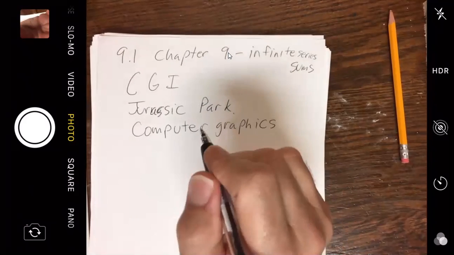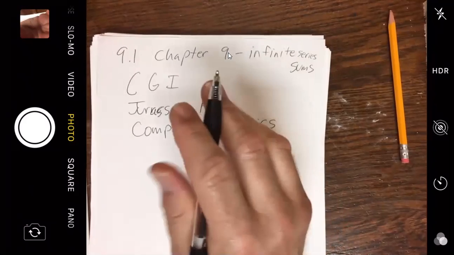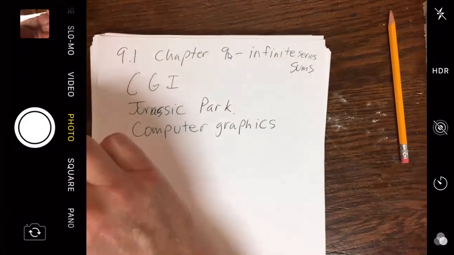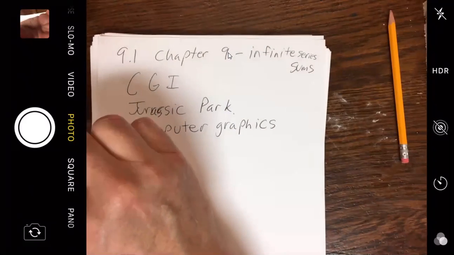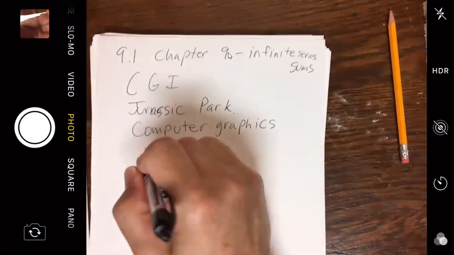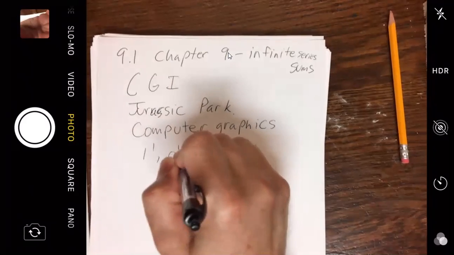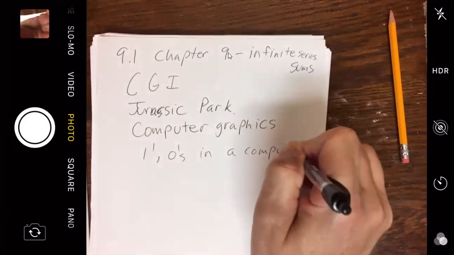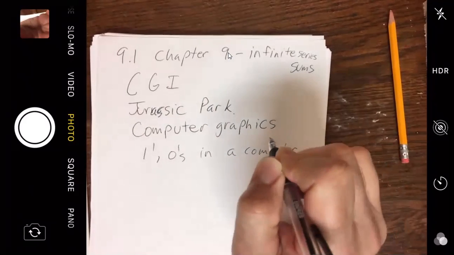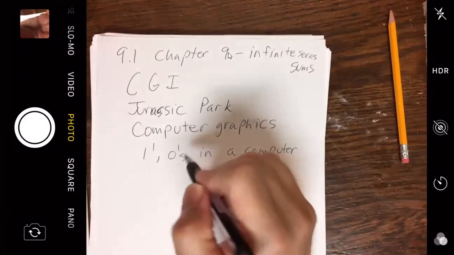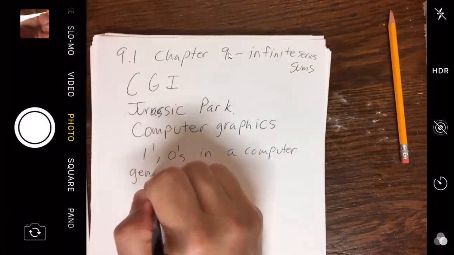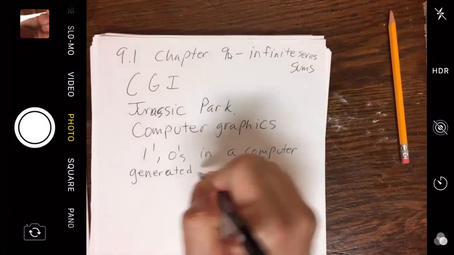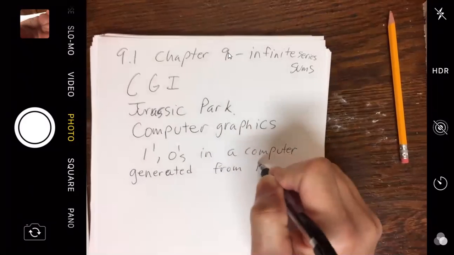Well, that means that although it looks on the screen like a very realistic dinosaur, it really is nothing but ones and zeros in a computer. And those ones and zeros were generated from infinite sums.